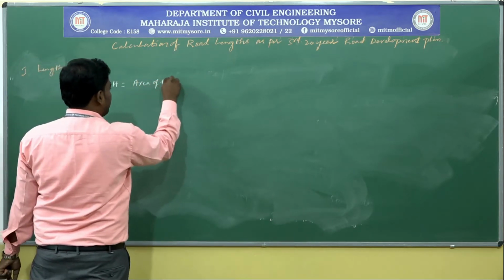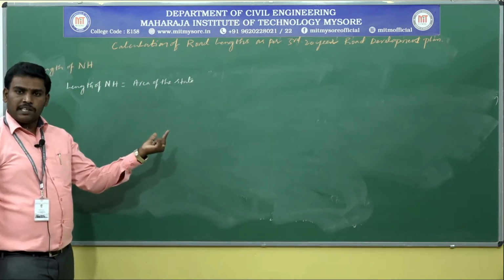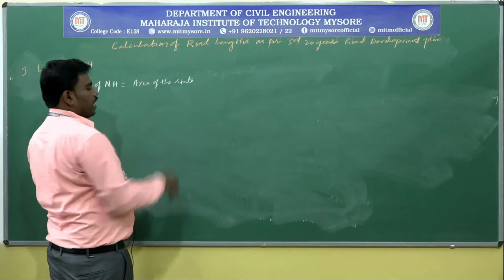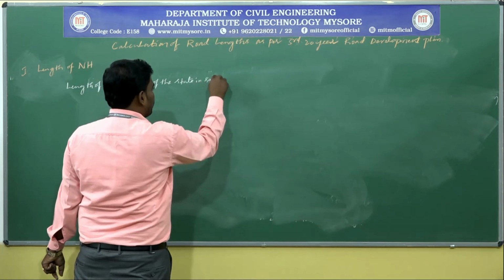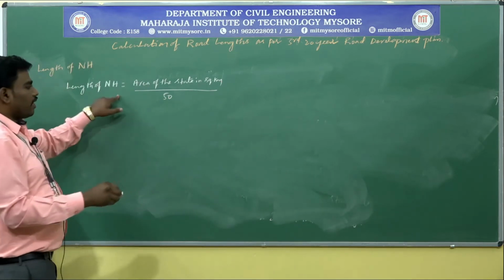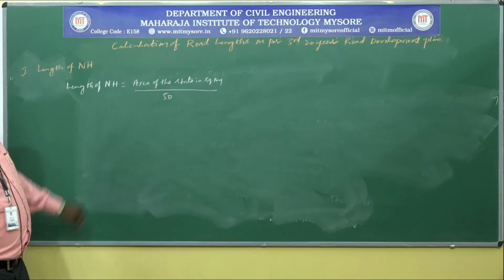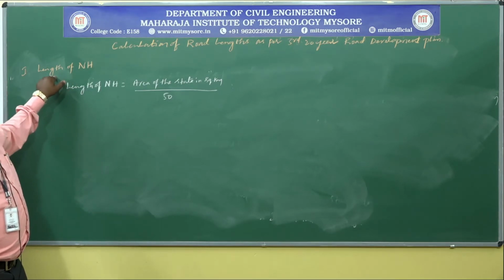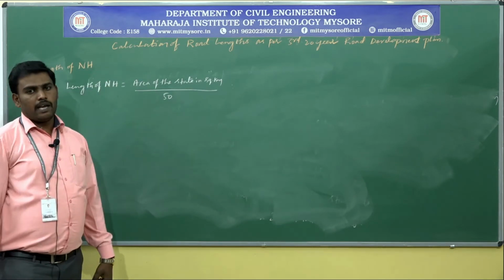the area of the state or district, whatever area is given. If the area of the country, state, any region or district is given, you have to consider that here. If the area of the state is given, I will go for that. Area of the state in square kilometer divided by 50 gives the length of NH in kilometer. This is the formula to calculate the national highway length. That is the first step, length of NH.